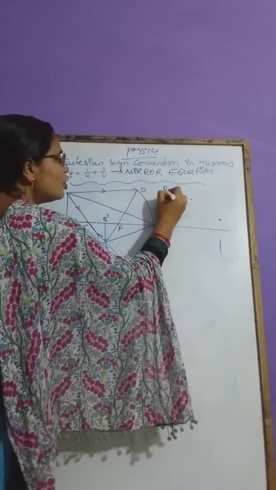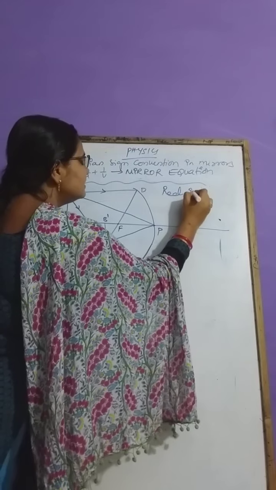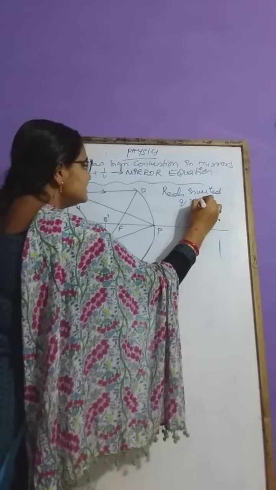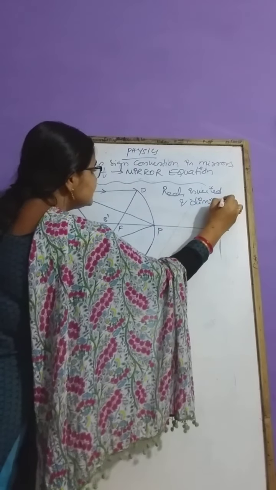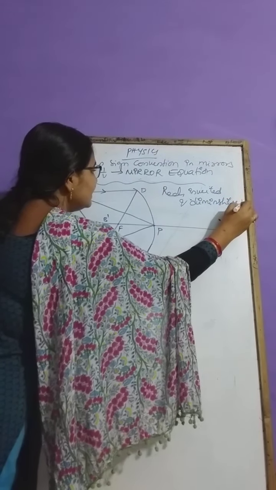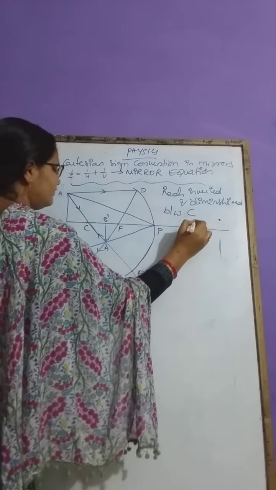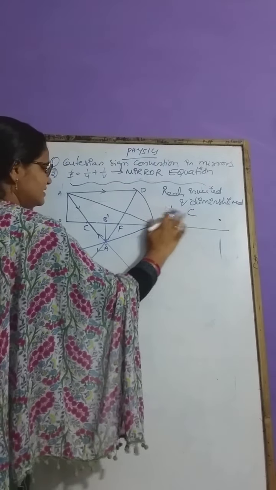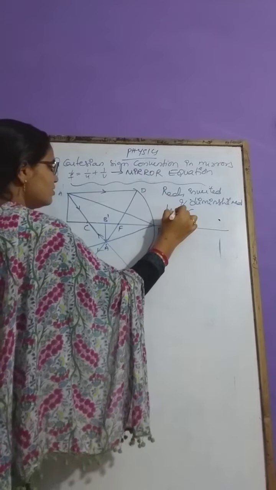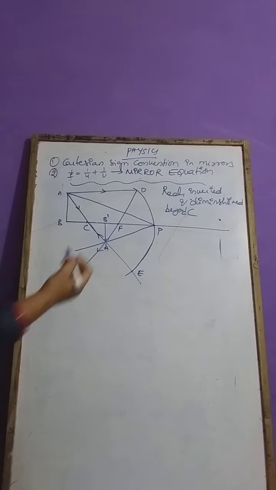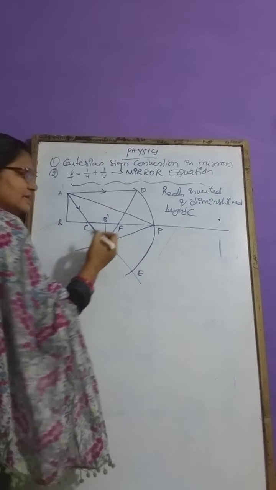That image formed will be real, inverted and diminished. When will we get this image? When we place the object beyond the center of curvature. And where will we get the image? Between the center of curvature and the focal point.